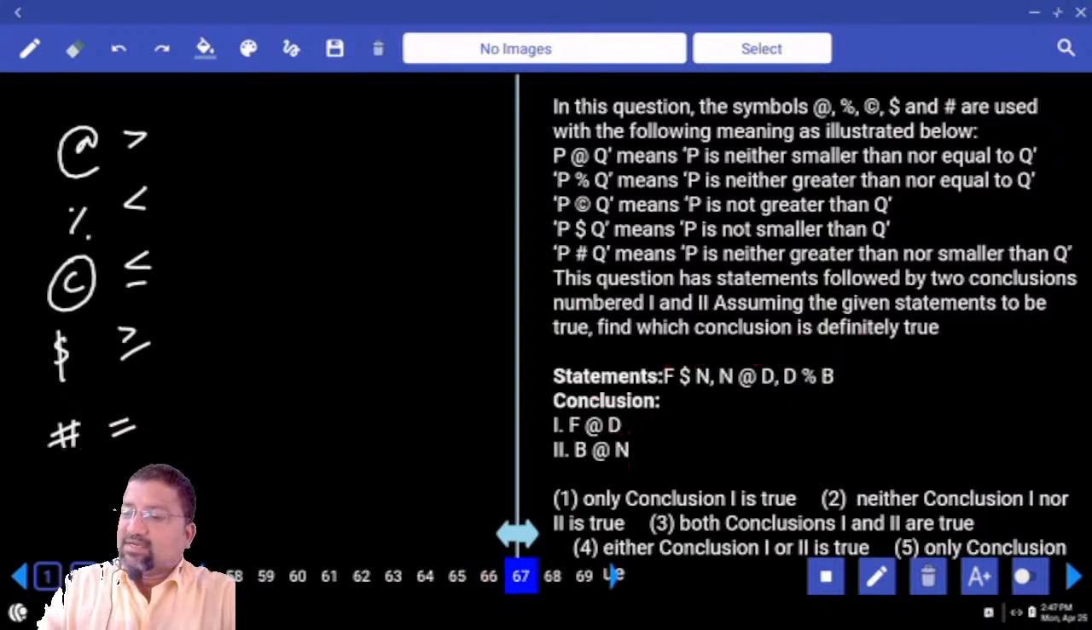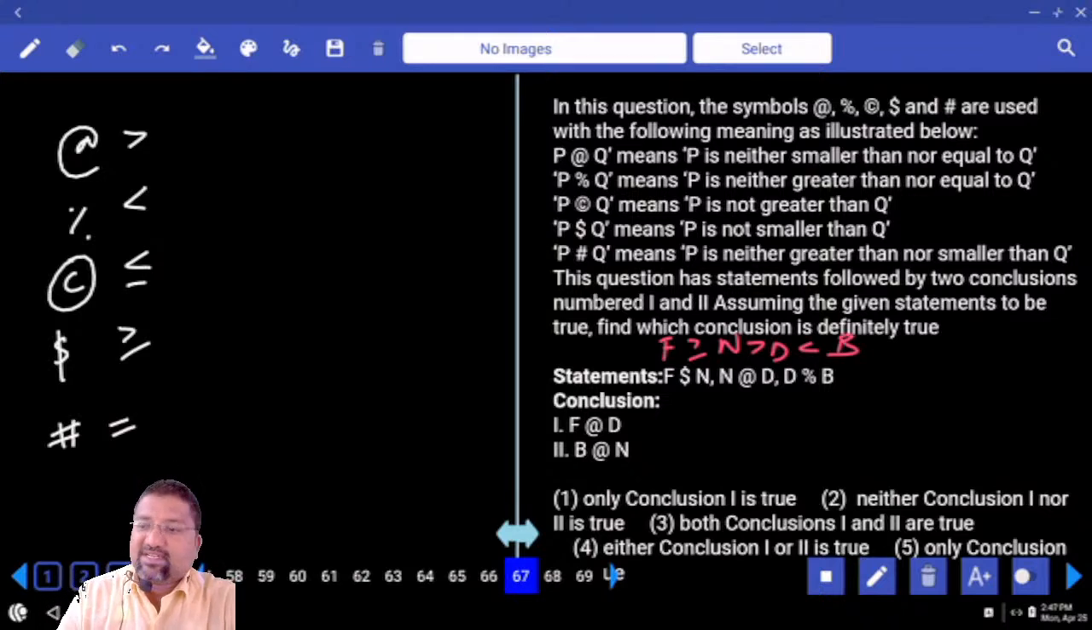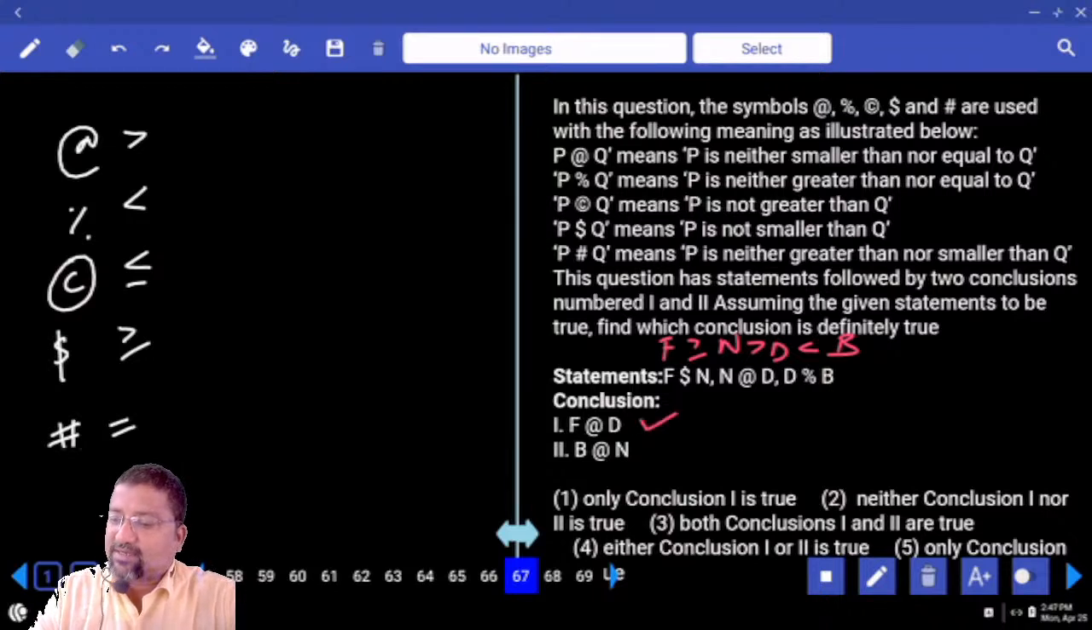Next, F dollar N. F greater than or equals to N. N at the rate greater than D. D percentile less than B. First conclusion, F at the rate, F greater than D, right or wrong? Right. F greater than D. Yes, very good. Next, B greater than N.